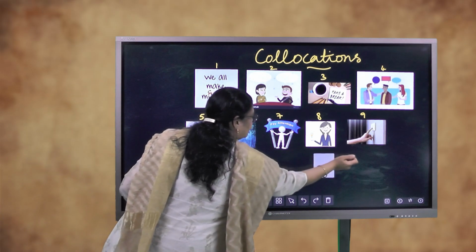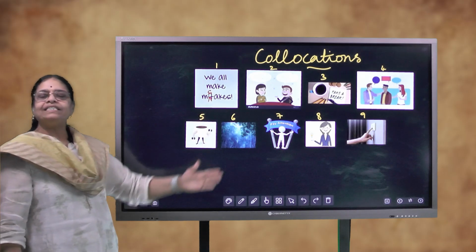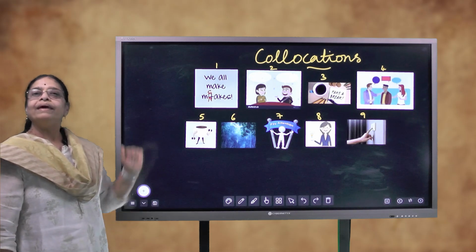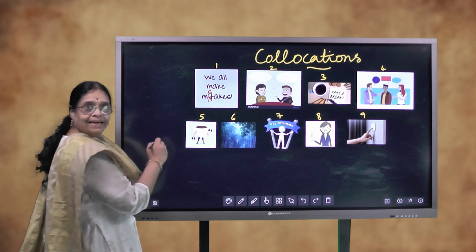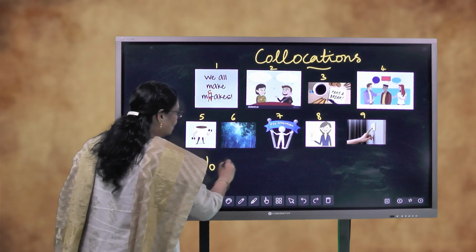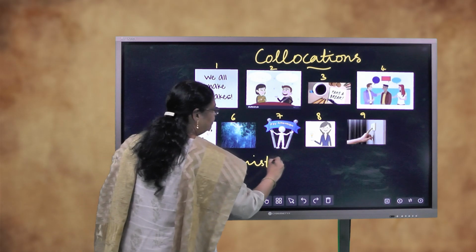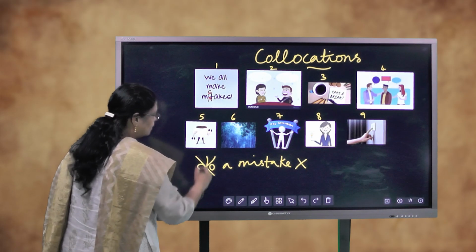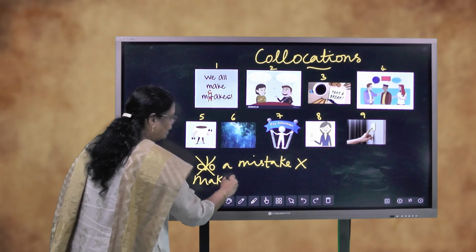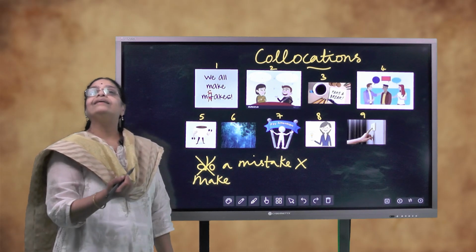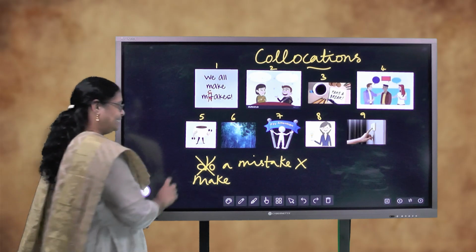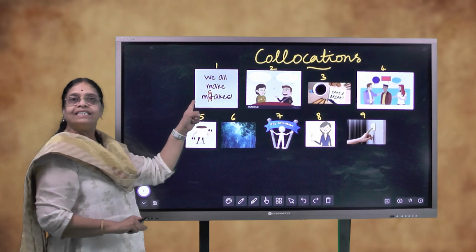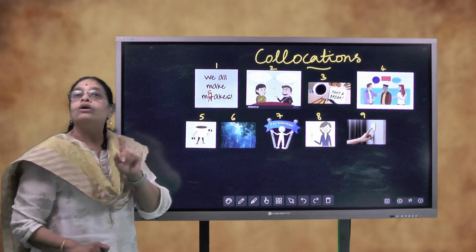So here you have interesting pictures trying to depict collocations. Let's take the first one. We all make mistakes. Yes, many of us make this error of using do a mistake or did a mistake, which is not correct. The right usage is we all make a mistake. We make mistakes, not do or did. And of course, we can also say commit a mistake. So here the collocation is make a mistake, not do or did a mistake.